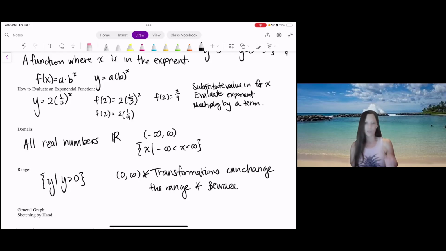Notice I did not use the definitive "will." Transformations can change the range, because if I do a vertical stretch, that doesn't necessarily mean that my range is going to change. You have to be careful.